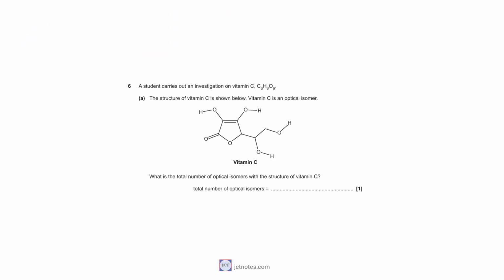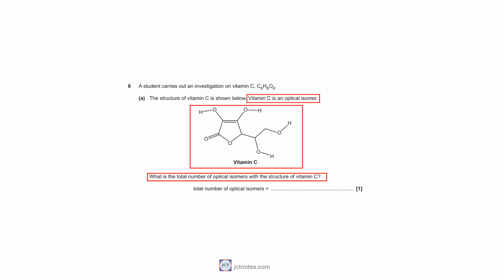Question 6 is about vitamin C. In question A, we are given the structure of the vitamin C, that is an optical isomer. We are asked what is the total number of optical isomers with the structure of vitamin C.